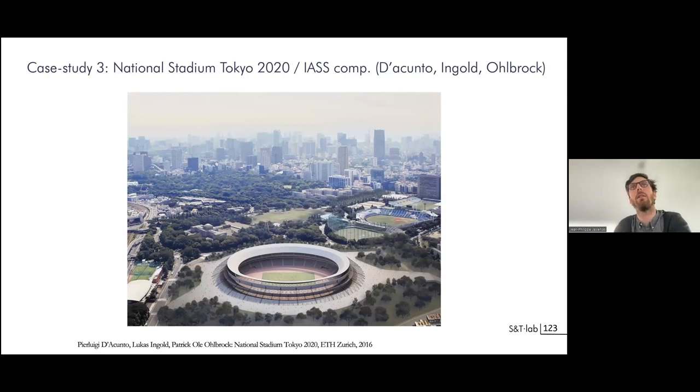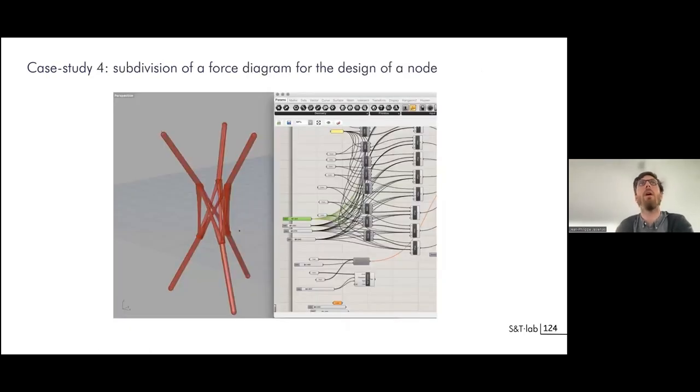And that was it. And so I will finish my presentation with a last case study, which is basically a node of a structure connecting 6 elements. So you can see 1, 2, 3, 1, 2, 3. Okay. So the topic is the design of a connection node of this structure.